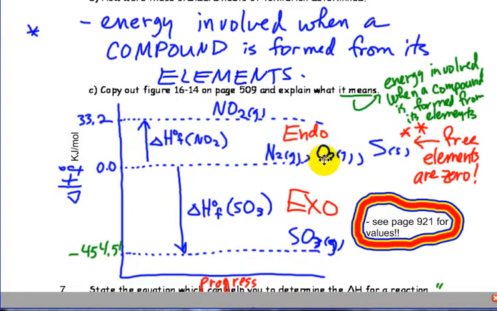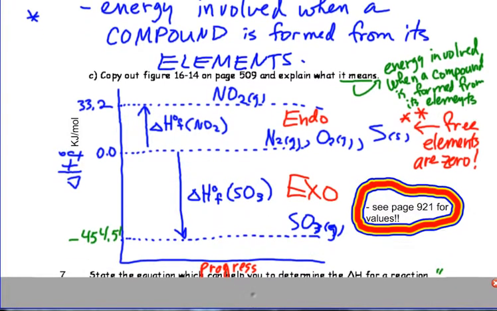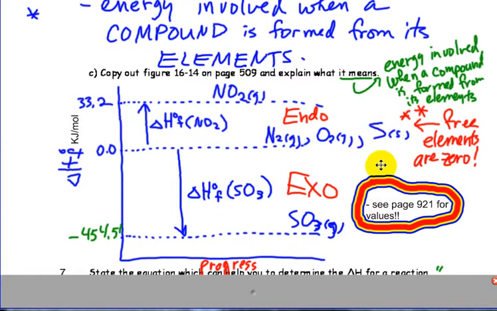So for example, nitrogen and oxygen combining together to form 1 mole of nitrogen dioxide involves the absorption of 33.2 kilojoules for every 1 mole. Or if I look at when oxygen and sulfur combine to make SO3, it involves the release of 454.5 kilojoules. Okay, so key things to note: free elements are 0. Other than that, the compounds do have an energy associated with them when they're formed from their individual elements.